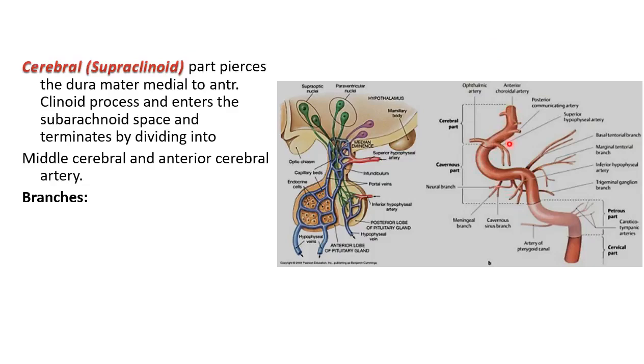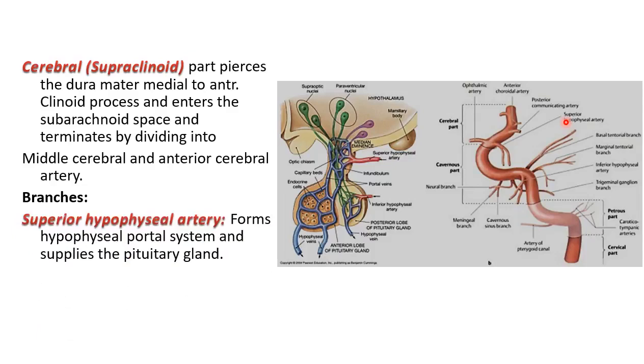It gives two terminal branches. The two terminal branches will be mainly your middle cerebral and the anterior cerebral. Before that, you are able to see it is giving the superior hypophyseal artery. This is the artery which is supplying your pituitary gland, mainly your adenohypophysis. So it takes part in the formation of your hypothalamo-hypophyseal portal system. That is mainly supplied by the superior hypophyseal artery, which is a branch given from the cerebral part.